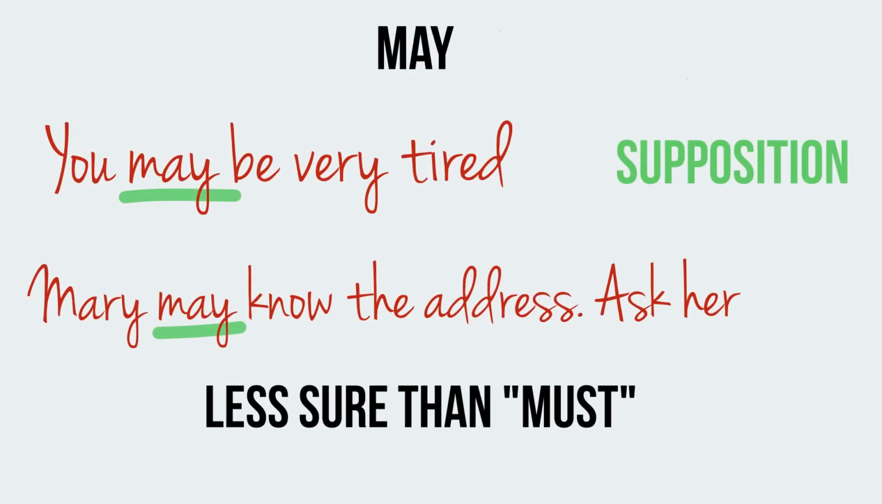Like the verb must, we use the verb may to speak about supposition, but we use may when we are less sure than when we use the verb must. For example, you may be very tired. Mary may know the address, ask her.